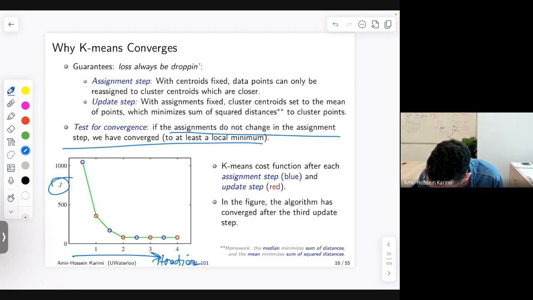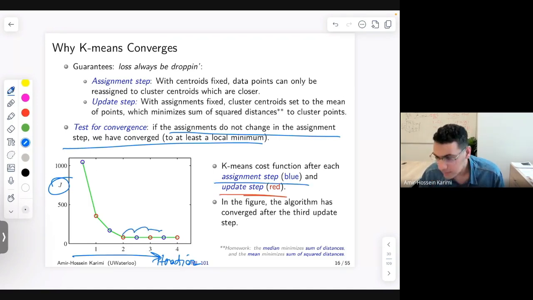And you'll see here that we have two different steps. We have the update step and we have the assignment step in different colors. And you'll see that if the loss does not change, that means we've already converged for this choice of data, this choice of number of centroids, and this choice of initialization of those centroids.